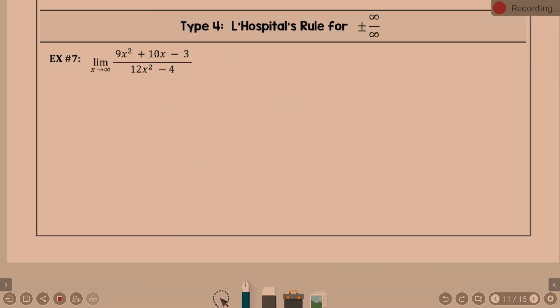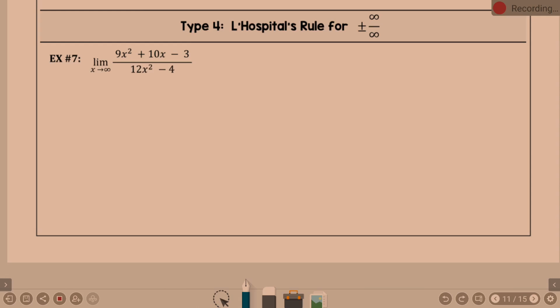L'Hopital's rule here. It's the limit as x approaches infinity. In all honesty, I don't need L'Hopital's to do this, but we're going to demonstrate with L'Hopital's anyway. You don't need L'Hopital's to use it, but you're going to use it with some other problems.